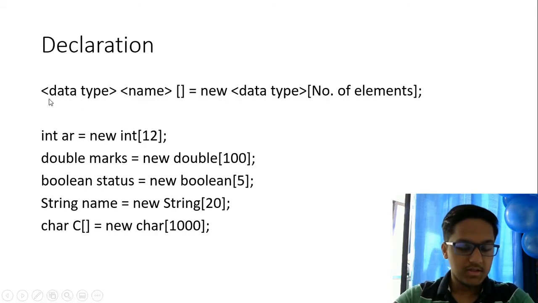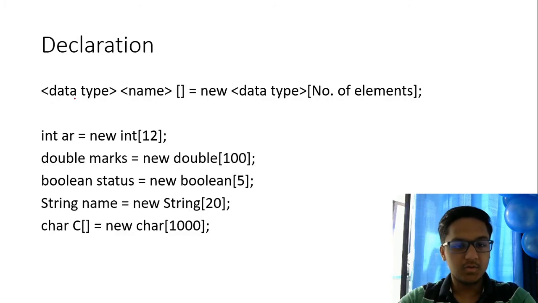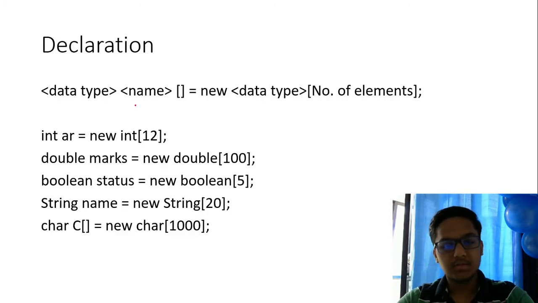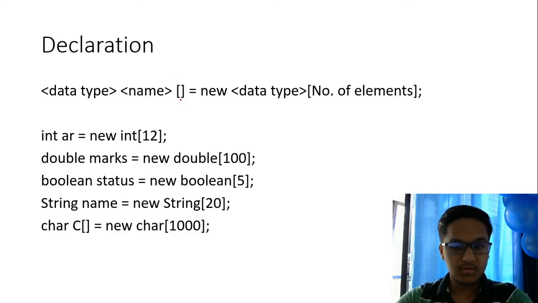This right here is the basic syntax of declaring an array. First we have the data type. This can be any of the primitive data types: byte, short, int, long, float, double, boolean, char, or String. Then you have the name of the array. It can be any name, but it should follow the identifier rules. And then you put the open and close square brackets, and then is equal to.